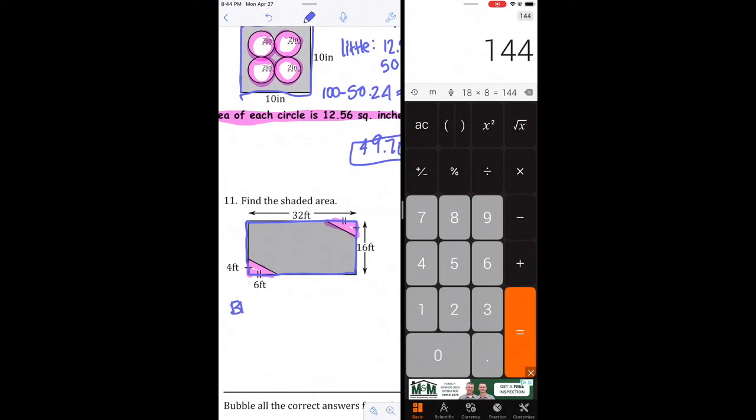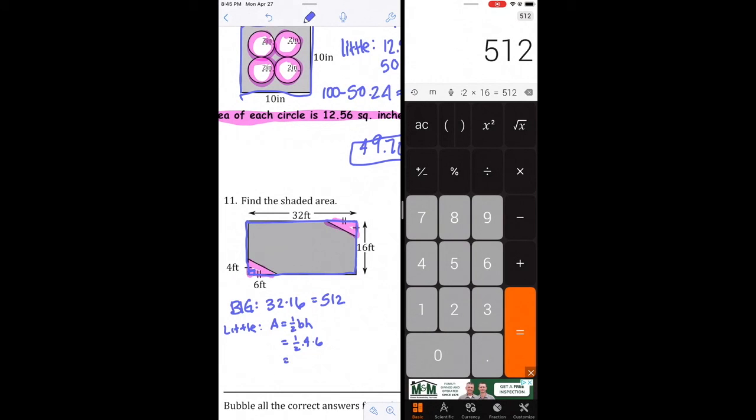So for the big guy, that's going to be 32 times 16. That's 512. And for the little guy, I have to start with just one. The area formula for a triangle is 1/2 times base times height. We're required to write that out. And for the triangles, the numbers will be 4 and 6. They meet at a right angle right there.